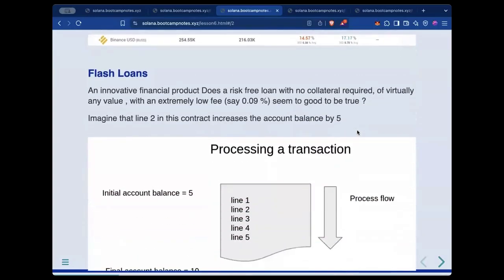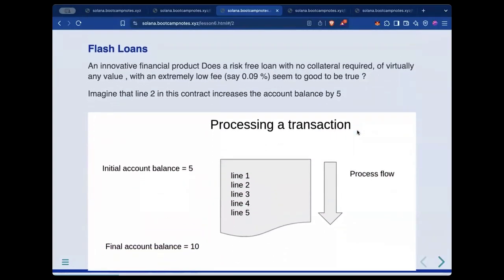Now, something that is, I think, quite innovative, and we don't see it in traditional finance, is the idea of a flash loan. So I'll just quickly explain this to you if you haven't seen this before. And this is something that relies upon the fact that a transaction is atomic. So it applies to many different chains.